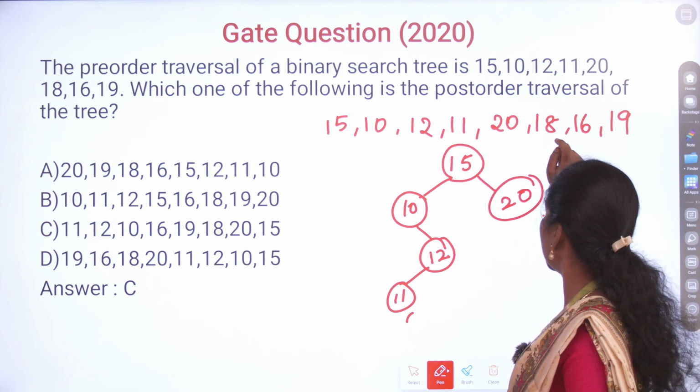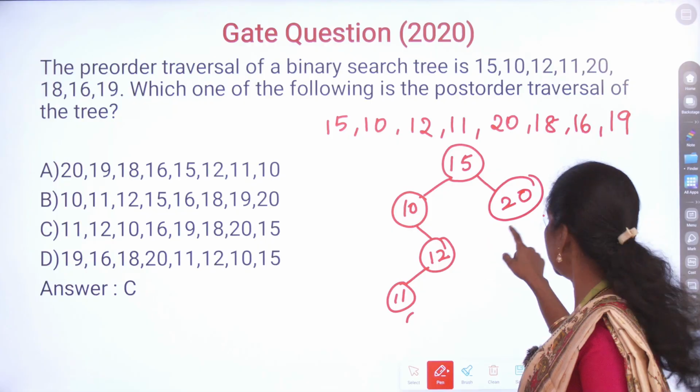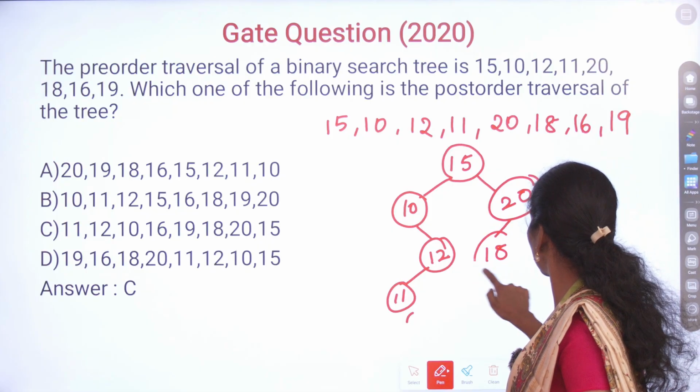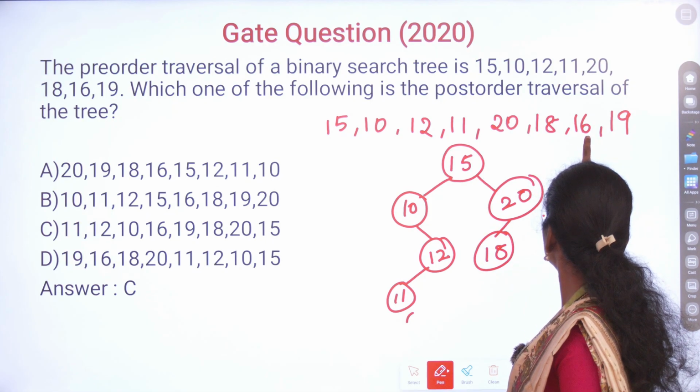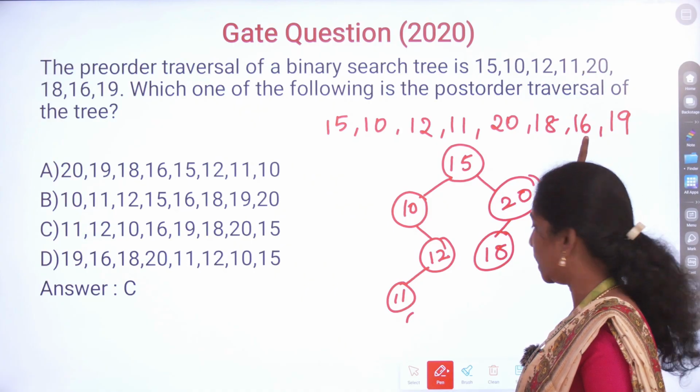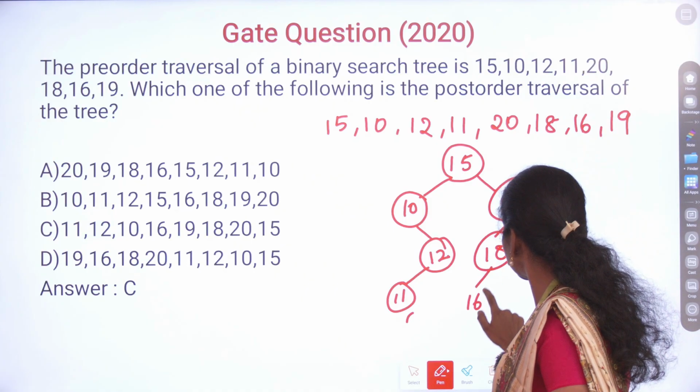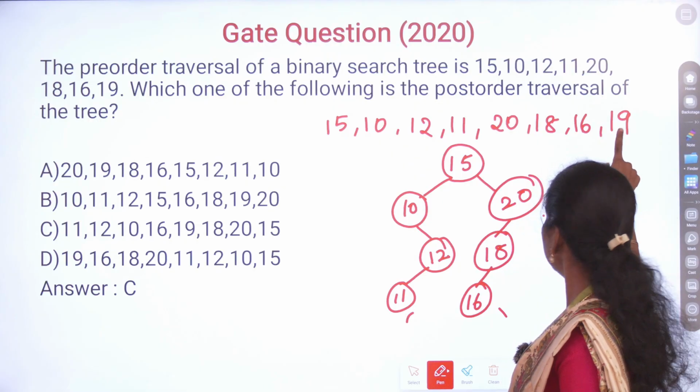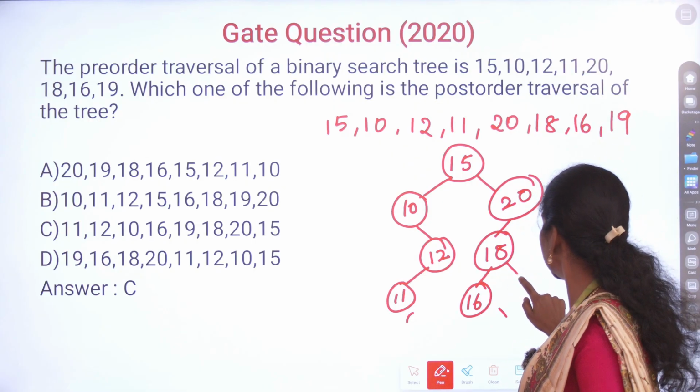Again 18. 18 is lesser than 20, so it comes left. And 16. 16 is also lesser than 18, so again it comes left. And 19. 19 is greater than 18, so it comes right.